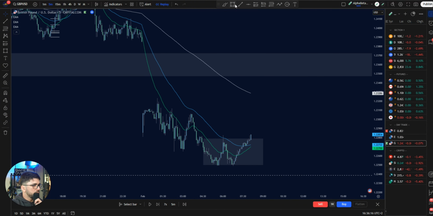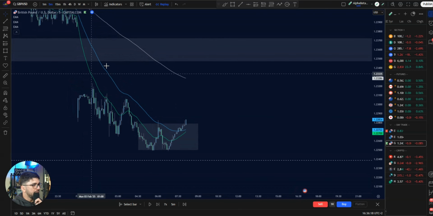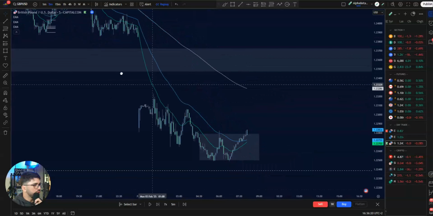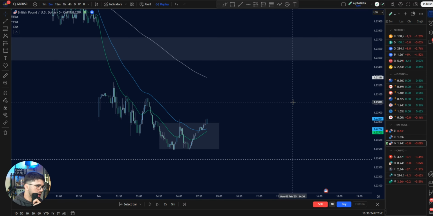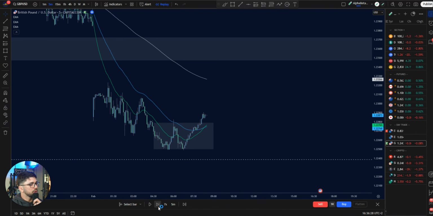So here's what the chart looked like. You saw this area where you had a lot of gap in the price action. So that's where I was targeting. So came into the office, saw this.